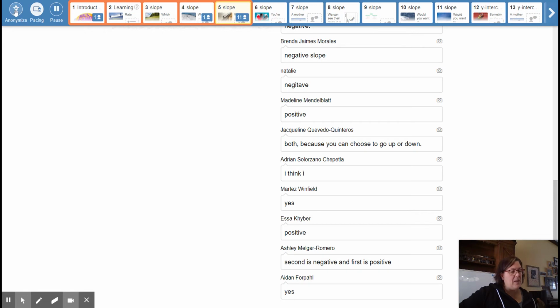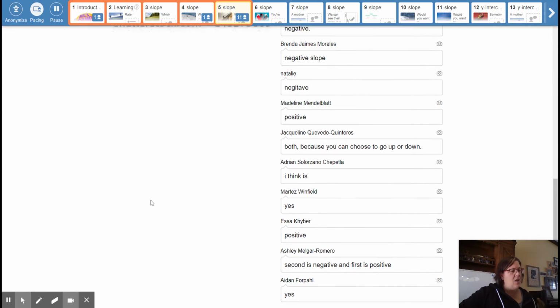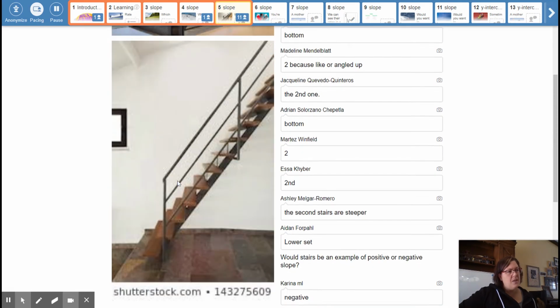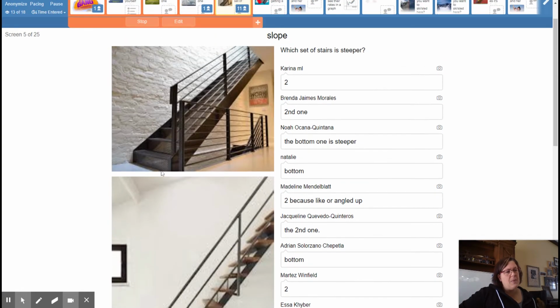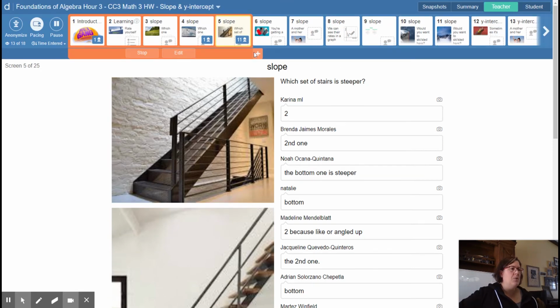And, you know, the perspective, oh, interesting, Ashley. The perspective of if they are positive or negative slopes depends on where you're standing, right? Because if I am at the bottom of a staircase and I have to climb up, that is a positive slope. But if I'm at the top of the staircase and I need to go down, that is a negative slope. So staircases can actually be both.